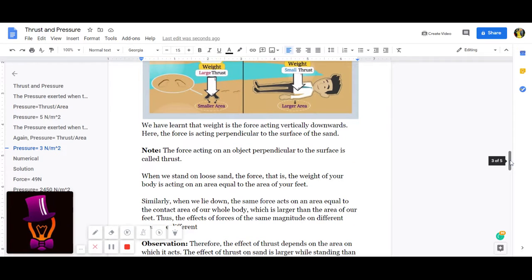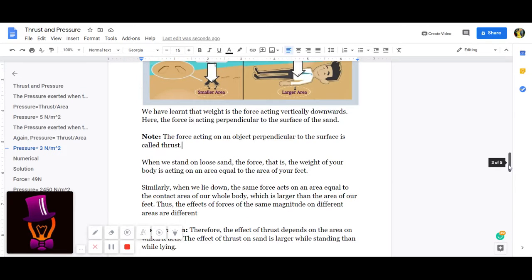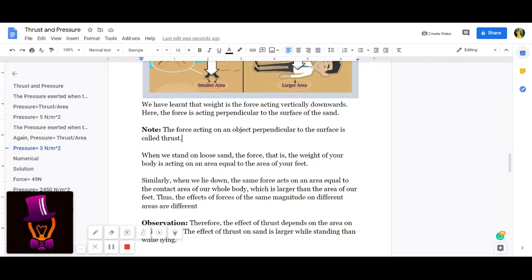When we stand on loose sand, the force, that is the weight of our body, is acting on an area equal to the area of our feet. So when we stand, the whole body weight of ours is acting on an area equal to the area of our feet. Similarly, when we lie down, the same force acts on an area equal to the contact area of our whole body. Our whole body, when we lie down, is spread out throughout the surface area. So therefore, the pressure will be less. Thus, the effects of forces of the same magnitude on different areas are different.